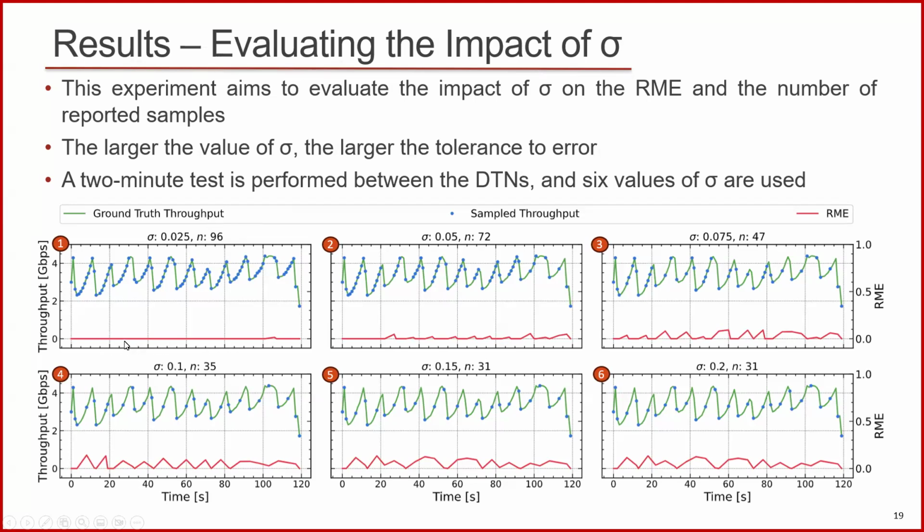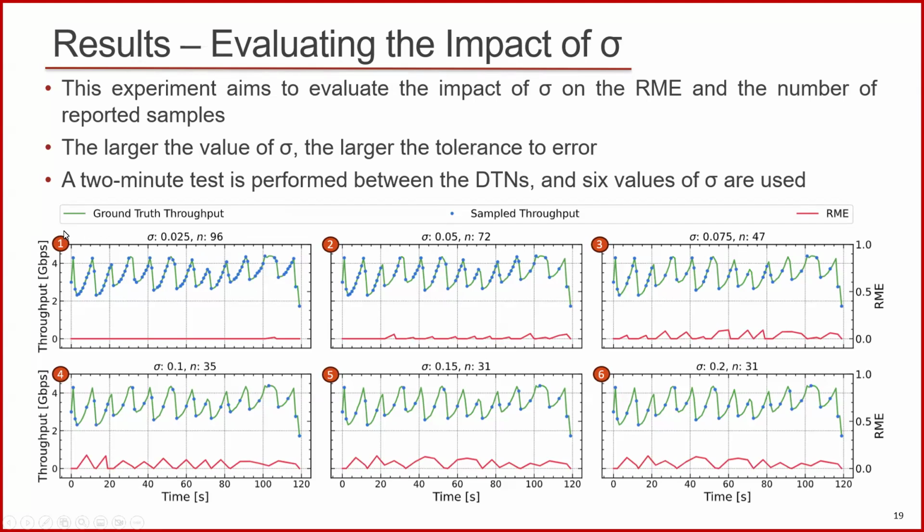The RME is the red line here, and it's the x-axis on the right. The x-axis on the left is the throughput. The green line is the ground truth throughput. When we say ground truth throughput, it's the throughput without deploying the adaptive sampling. So we are getting one sample every second without adaptively reducing the sampling rate. And the blue dots refer to the samples being captured by the adaptive model.